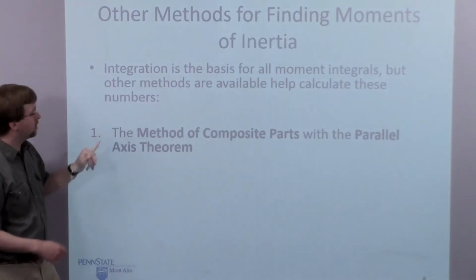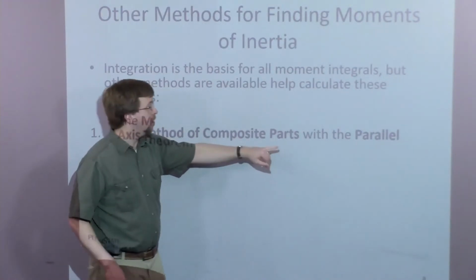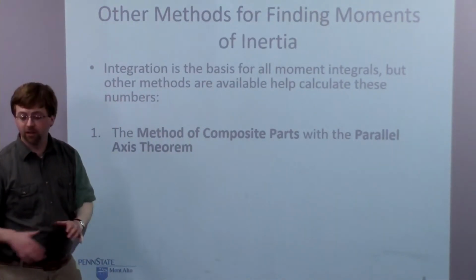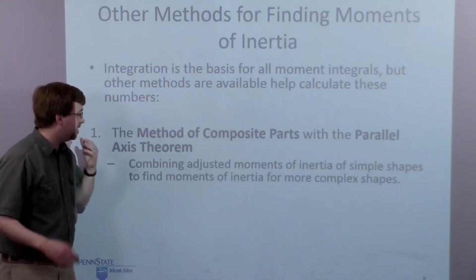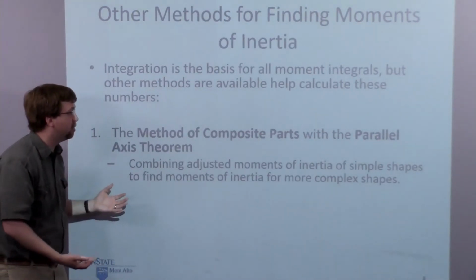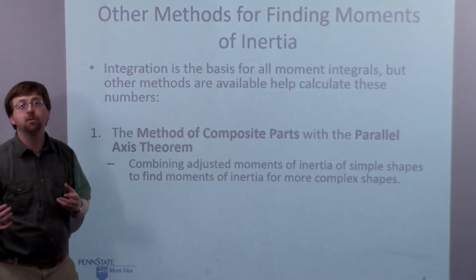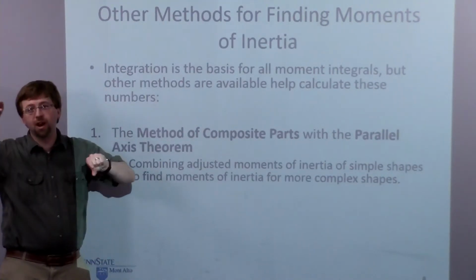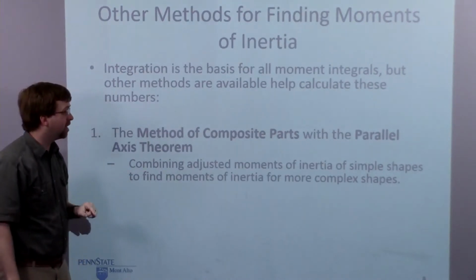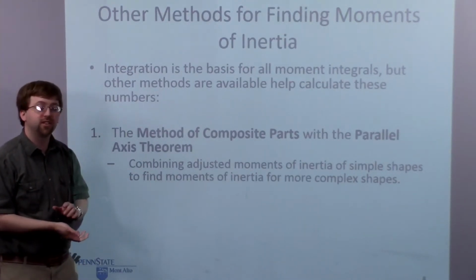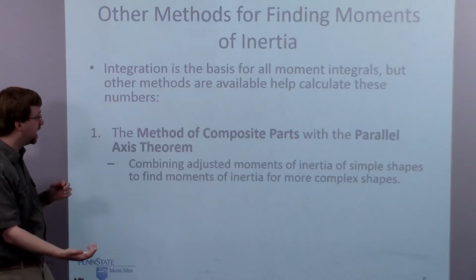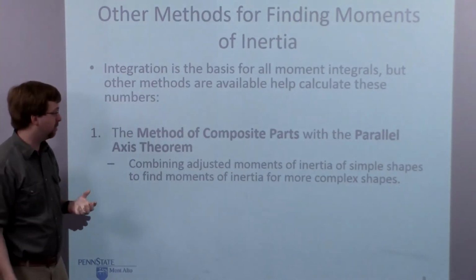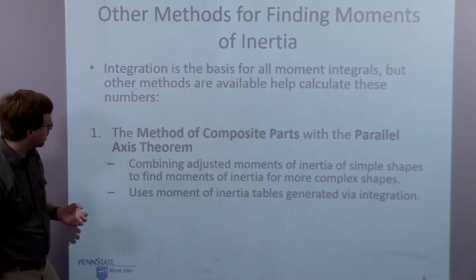You can also use something called the method of composite parts with the parallel axis theorem to calculate moments of inertia. That is just combining adjusted moments of inertia for simple shapes. If you have an I-beam, it's going to be two rectangles connected by another rectangle in the middle. Each of those rectangles is a simple shape, and if we combine those together, we find the moment of inertia for a more complex shape.